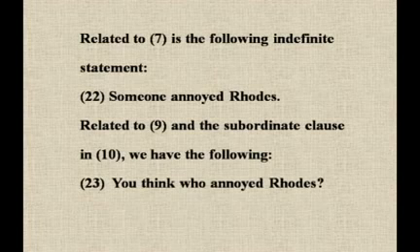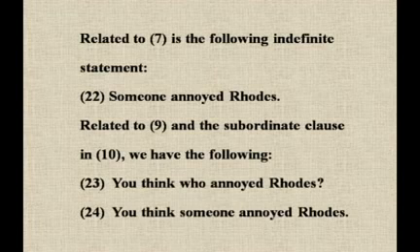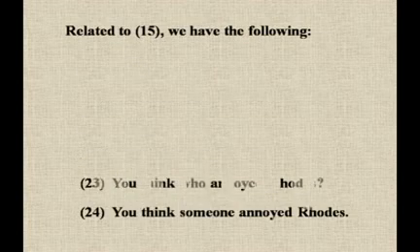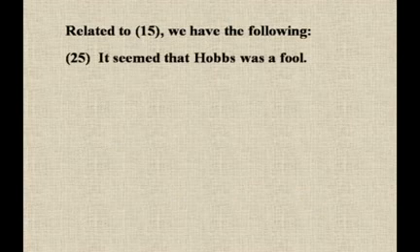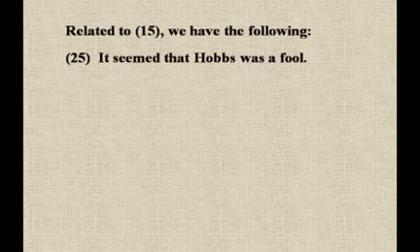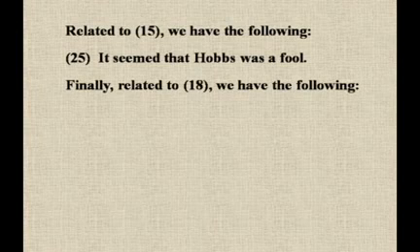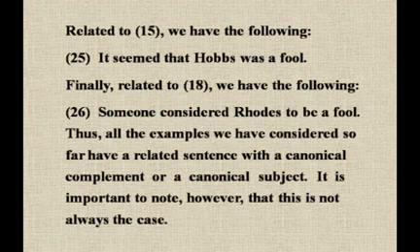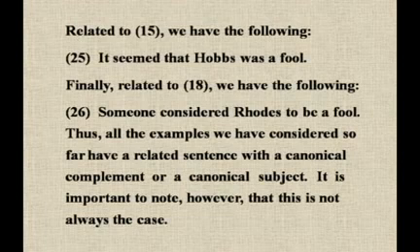Related to 9 and the subordinate clause in 10, we have the following. 23. You think who annoyed Rhodes? 24. You think someone annoyed Rhodes. Related to 15, Hobbs seemed to be a fool, we have the following. 25. It seemed that Hobbs was a fool. Finally, related to 18, Rhodes is considered to be a fool, we have the following. 26. Someone considered Rhodes to be a fool. Thus, all the examples we have considered so far have a related sentence with a canonical complement or a canonical subject. It is important to note, however, that this is not always the case.